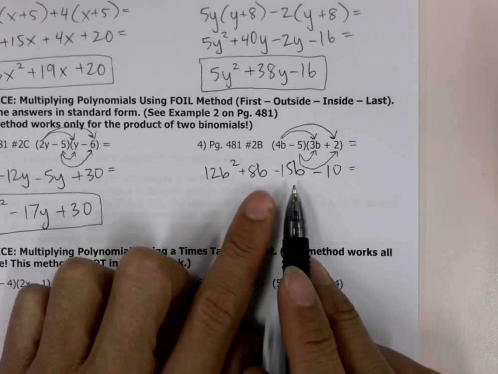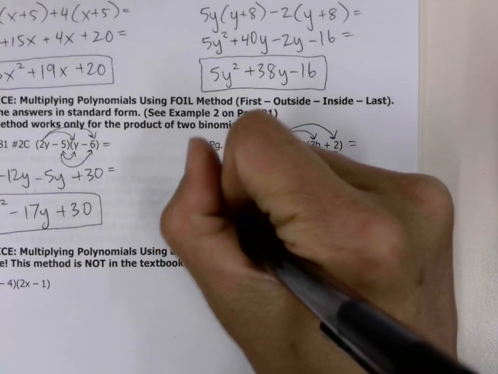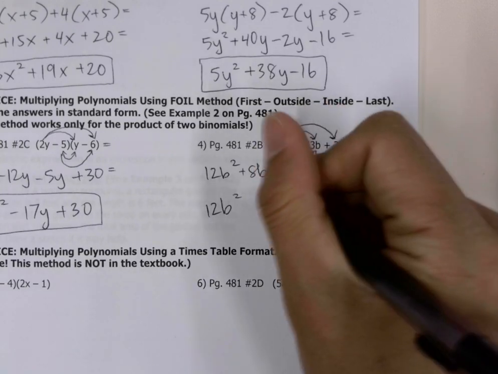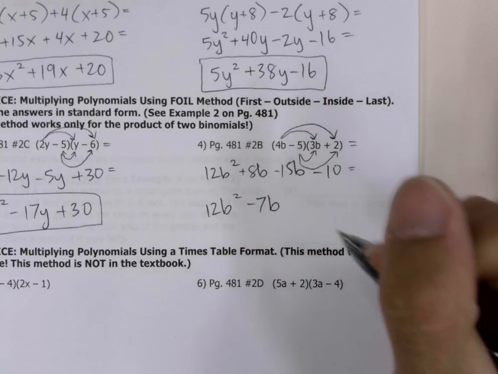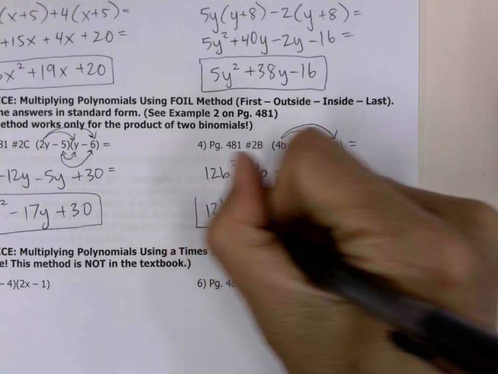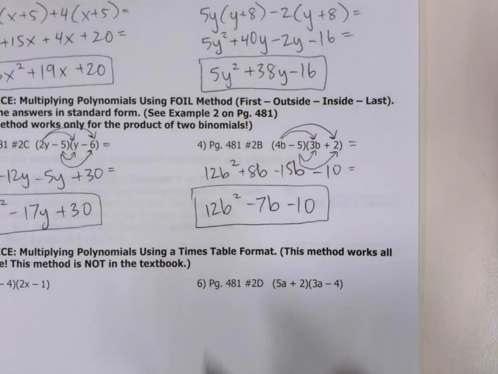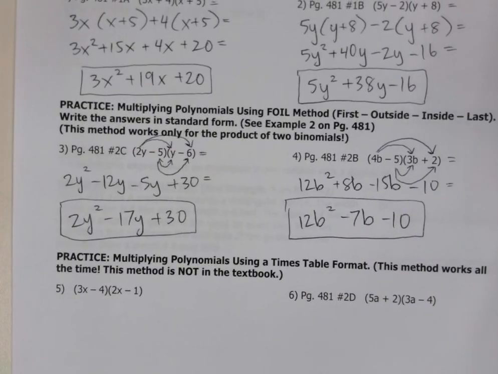So now we're going to combine our like terms here. And we'll get 12b squared minus 7b minus 10. And we could put a box around it, and that is the FOIL method.